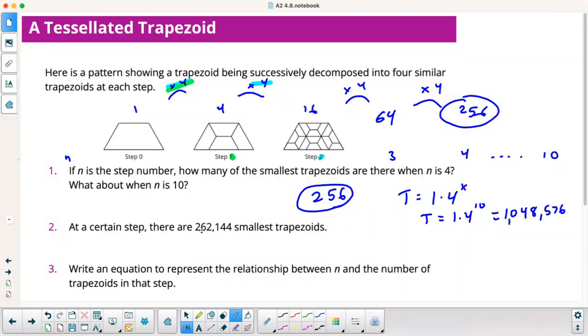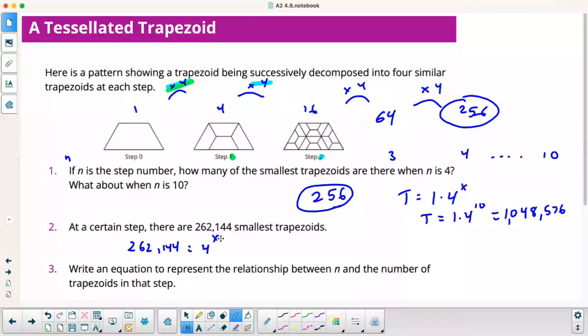So here's my function. At a certain step, there are 262,144 smallest trapezoids. So that goes into my function for t. And I really don't need the 1. Since it's 1, I'm just going to leave it as 4 to the x.